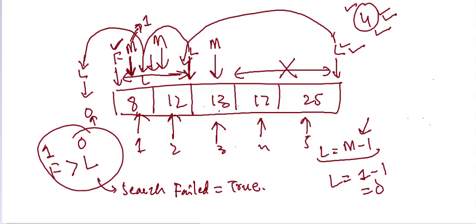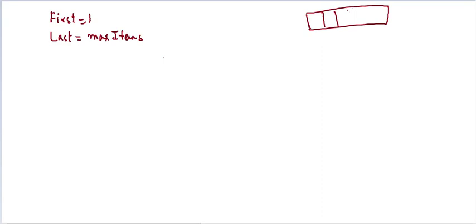Okay, what we are going to do now is quickly take a look at the code for binary search. First, we are going to set the value of first equals to 1. We are going to set the value of last equals to the final element in the array. Let's call it max items, where max items equals the final element in the array, right? So in this case where we had 5 elements, and this is the 5th element, max items would be equal to 5. So last equals max items.